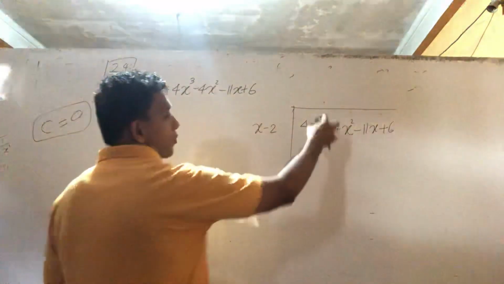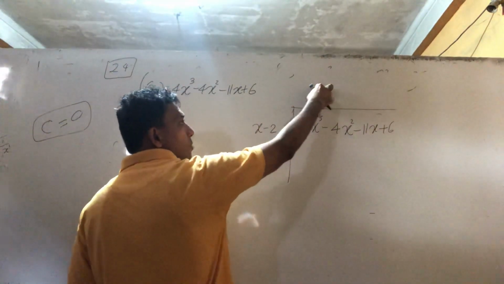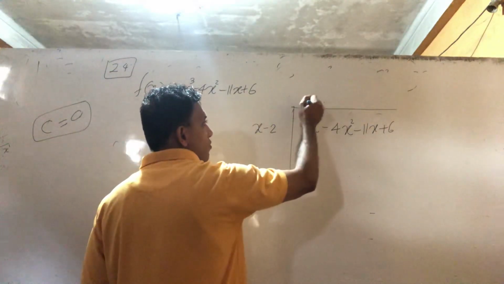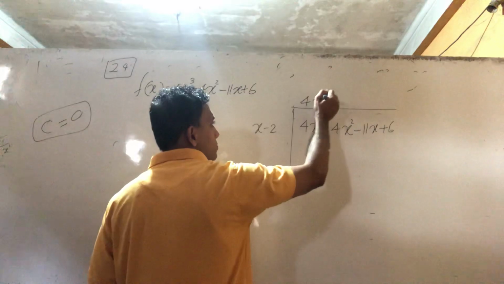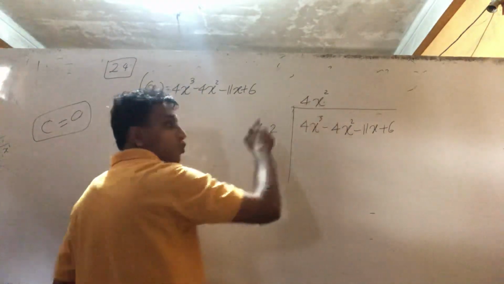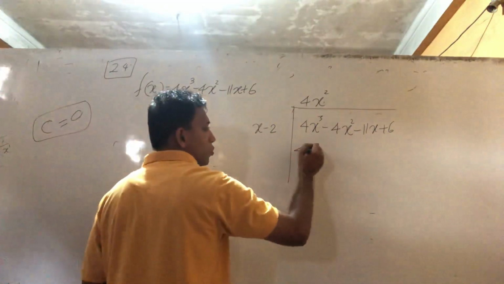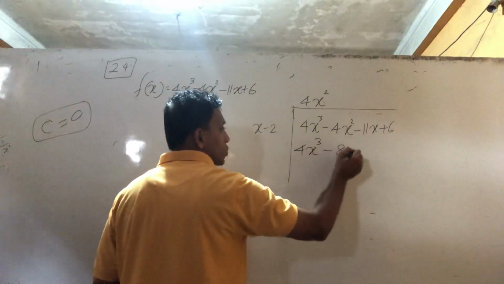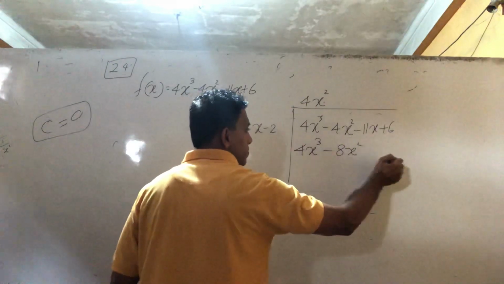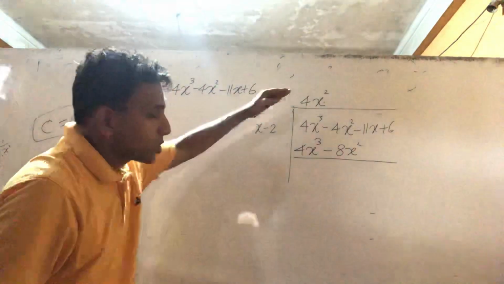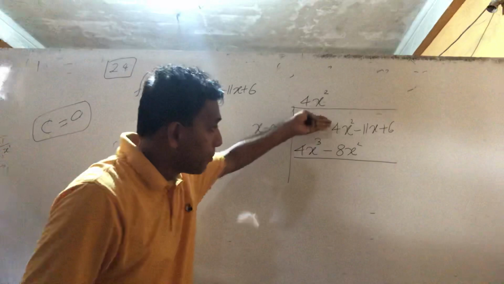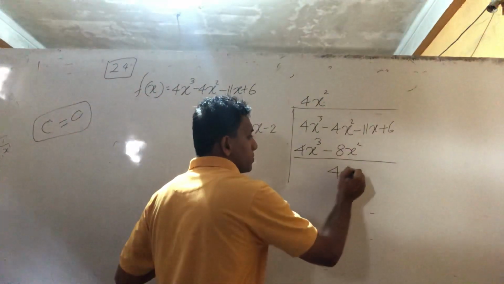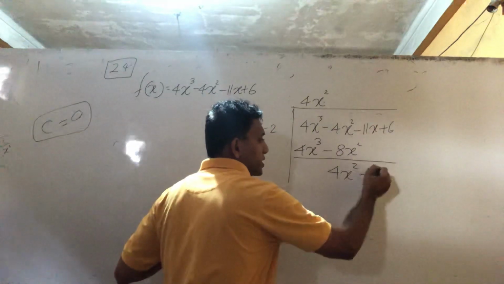In this case, I want to write a term that, multiplied with this, gives the same part here. Therefore there's a 4x squared. 4x squared into x gives 4x cubed minus 8x squared. Subtract. In the first row, subtracting, this becomes plus. Therefore 4x squared, and take the other terms down.